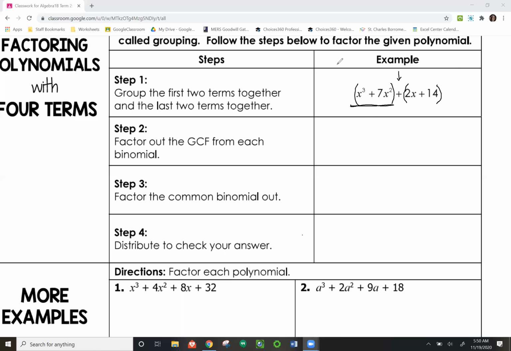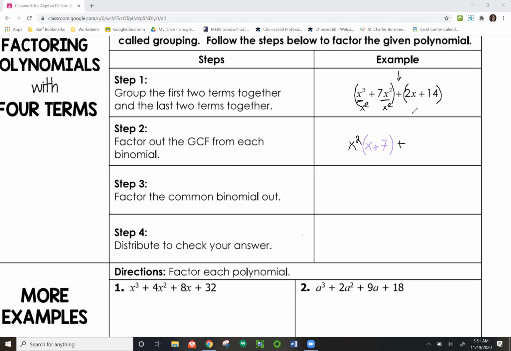Well, they don't have any coefficients in common, but they both have x squareds, right? I can divide an x squared out of this guy and an x squared out of that guy. So let's go ahead and do that. I'm going to get an x squared out of there. All right, and what's going to be left inside my parentheses? Well, x cubed divided by x squared is x. 7x squared divided by x squared is just 7.